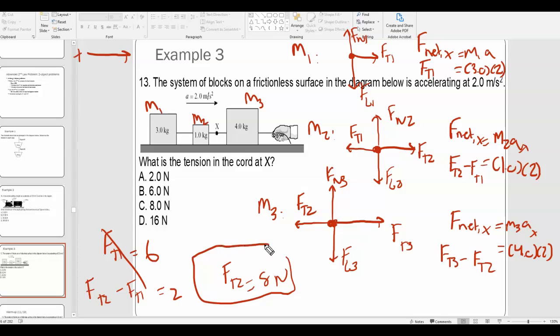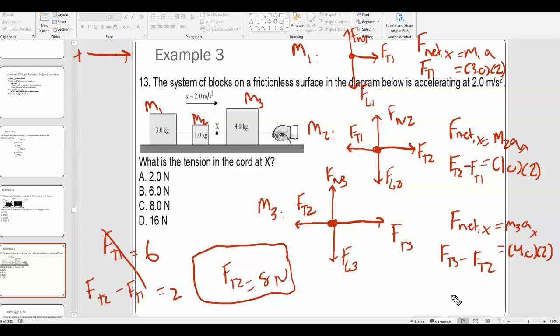And I am done because the question is asking me for the tension in the cord at point X, and that is 8 newtons. Given the same setup, I could have asked you about FT1, I could have asked you about FT3, here I asked you about FT2, or I could have asked you about all of them. Once you have FT2, it's just a matter of plugging into the very last equation and solving for FT3.